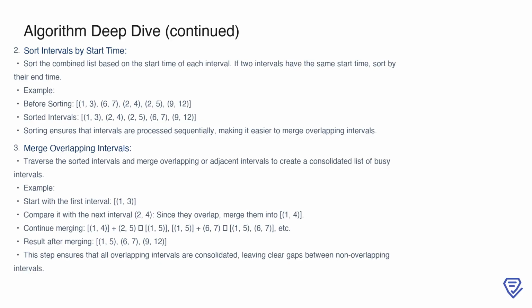Sorting ensures that we process the intervals sequentially, which simplifies the task of identifying overlaps. Once sorted, we merge any overlapping or adjacent intervals. Starting with the first interval, we compare it to the next one, and if they overlap, we merge them. For instance, [1,3] and [2,4] merge into [1,4], and with [2,5], it further consolidates to [1,5]. This process continues, yielding a final merged list like [1,5], [6,7], [9,12]. This step reduces the complexity of the problem by consolidating busy intervals and creating distinct gaps between them.